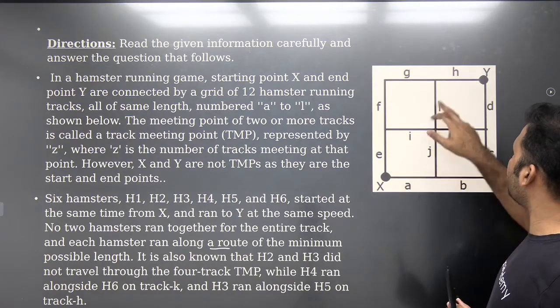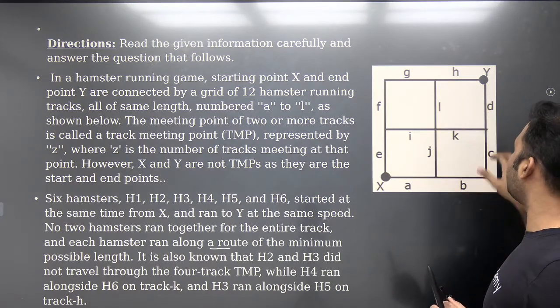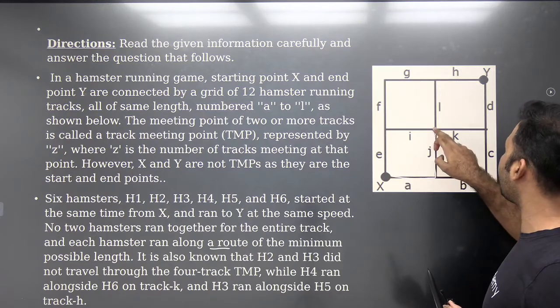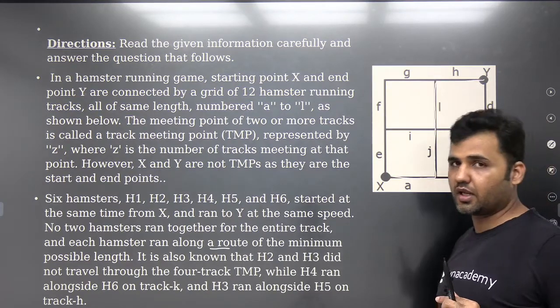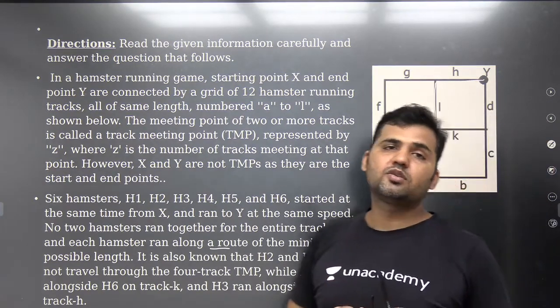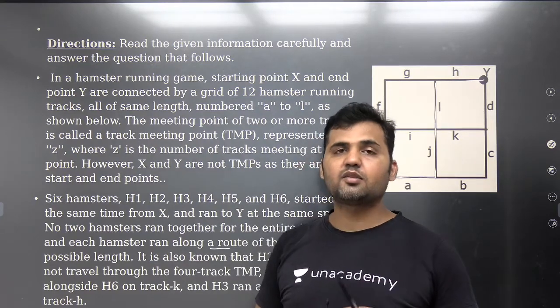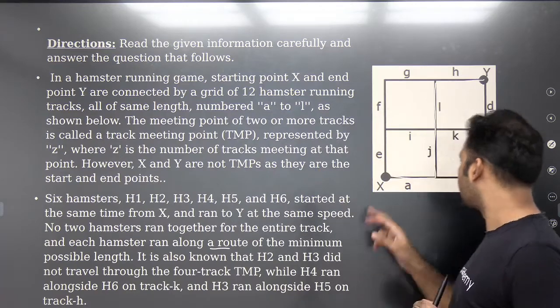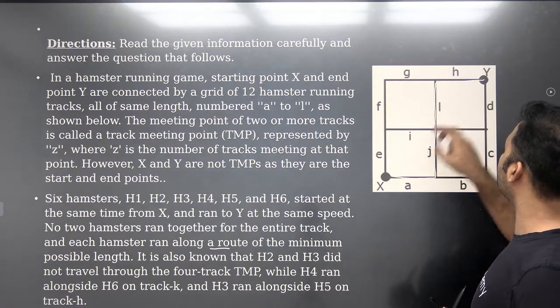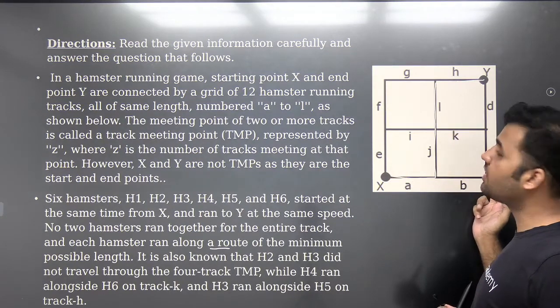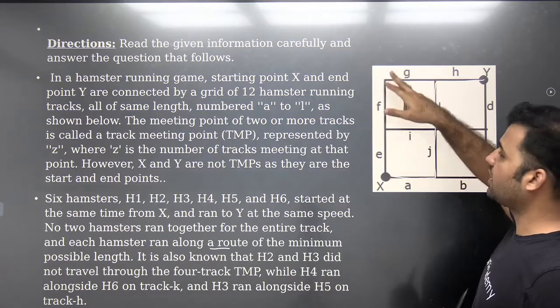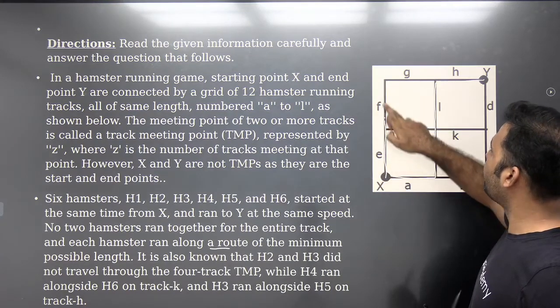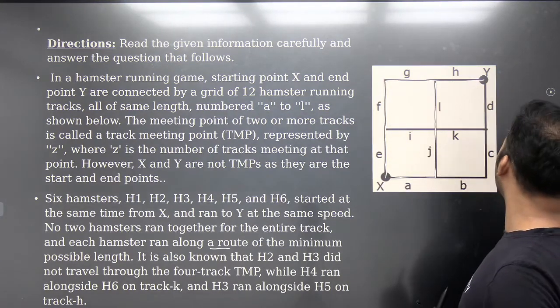It can be AJLH, or it can be ABCD, right? So there are 4 grid tracks that every hamster needs to run. If every hamster is using a minimum track length path, it has to cover the 4 grid length. You see that if I'm supposed to reach from X to Y, 2 grids will be horizontal and 2 grids will be vertical, right? So if you follow 2 vertical and 2 horizontal, you will reach point X.